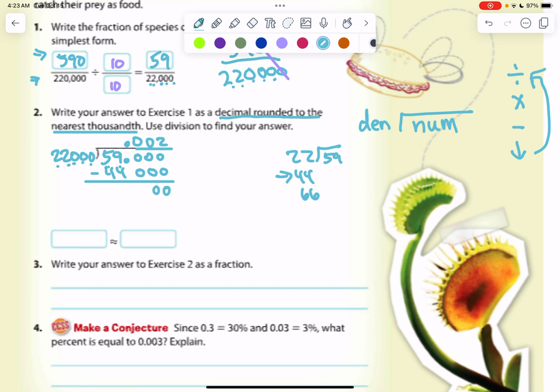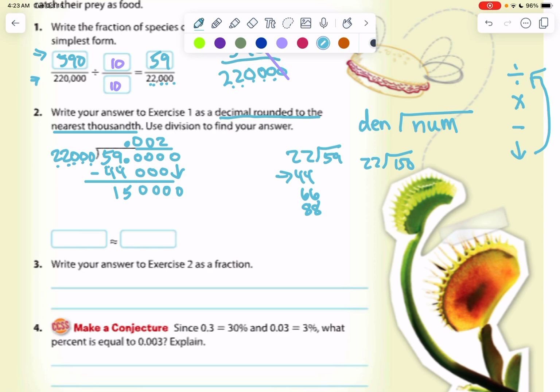9 minus 4 is 5. 5 minus 4 is 1. Now I need to work on 22,000 into 15,000. Wait a minute. I need to bring down a 0. Okay, 22,000 into 150,000. But I'm going to think 22 into 150. So 4 times 22 is 88.